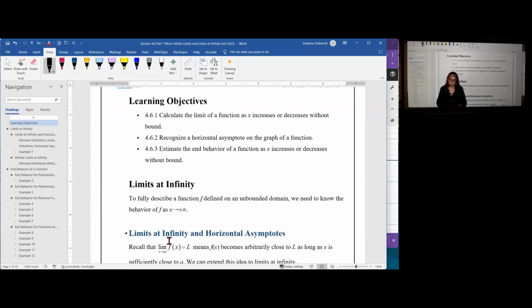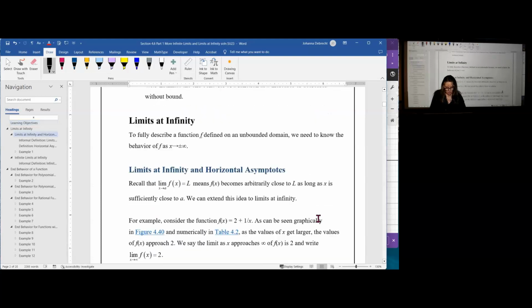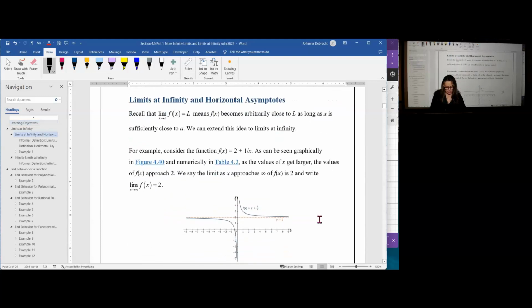We're going to start with limits at infinity. That tiny word "at" means it's the x value that's going to infinity or to negative infinity. To fully describe the function, we need to know what the behavior at the ends of the graph looks like. So first, we're going to start here with the horizontal asymptote, like the one I drew previously.